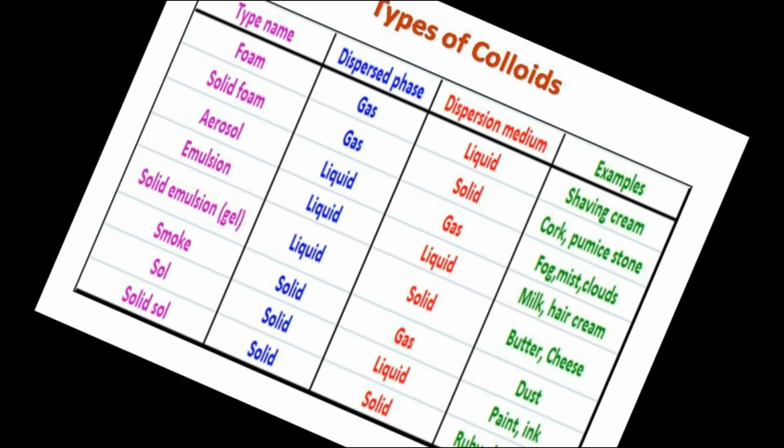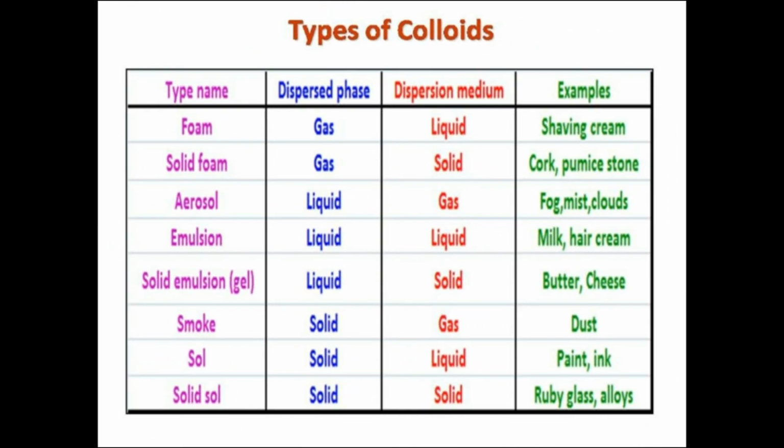What are the types of colloids? Here we have different types, according to the dispersed phase and the dispersed medium. The colloidal particles are the dispersed phase. And what is the dispersed medium? The continuous phase where the particles are dispersed is called the dispersed medium.